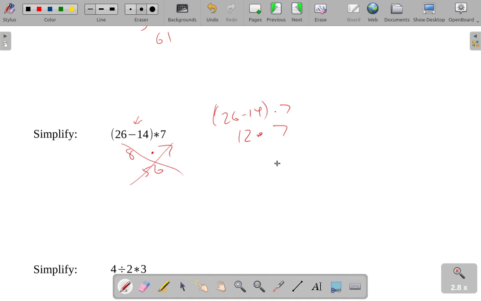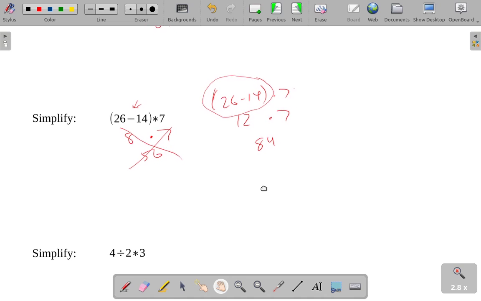I also want you to get in the habit of writing things like I'm writing them here. You can see 26 minus 14 times 7. I just wrote that first line. Then when I made a change, I'm replacing that 26 minus 14, that stuff right there, with the 12 and just rewriting this expression. This is a good way of keeping track of where you are when you're doing your work. Normally, if you're trying to show your work, this is a very clear way of being able to see what's happening to things. So it lends itself towards communicating in math.